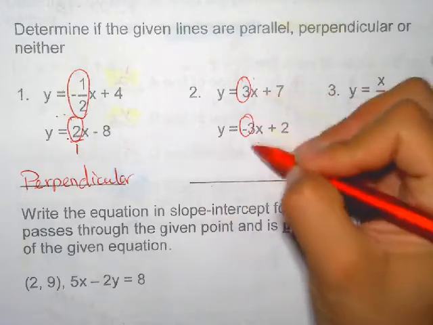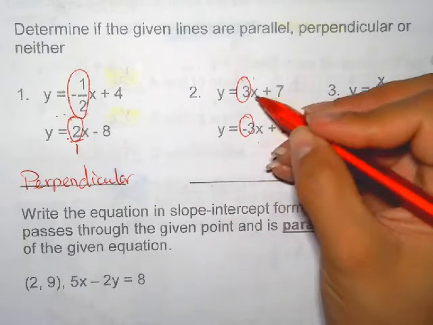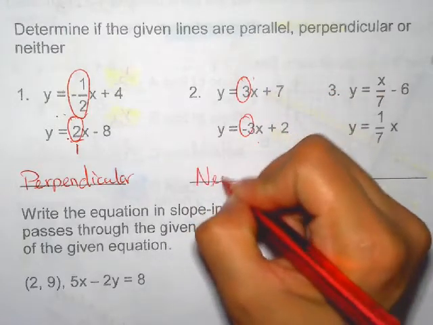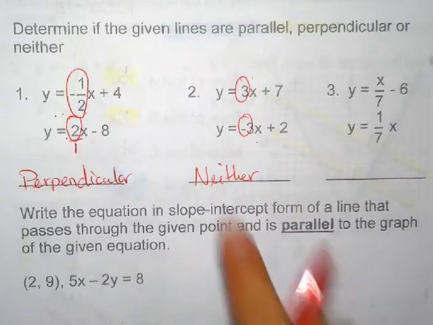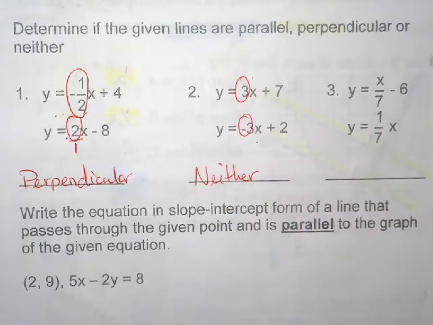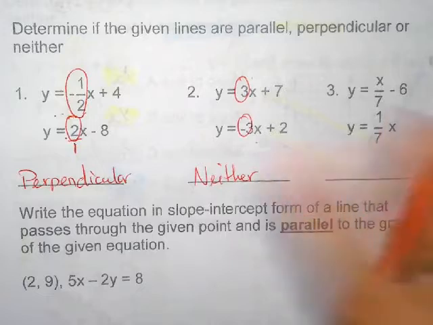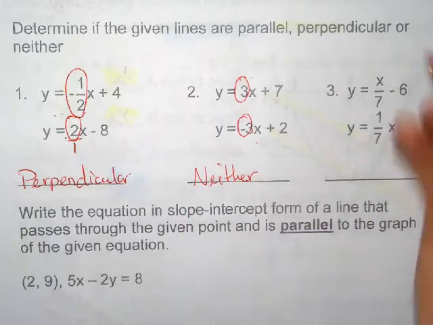So are they reciprocals of each other? Very good. They have to be both, right? They have to be opposite and reciprocal to be perpendicular. Since they're just opposite signs, and that's it, they have to be neither because they're not reciprocals of each other. What about number 3?